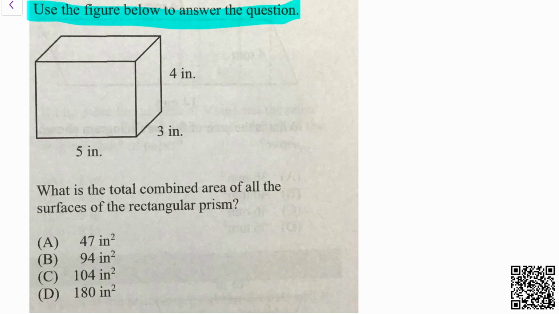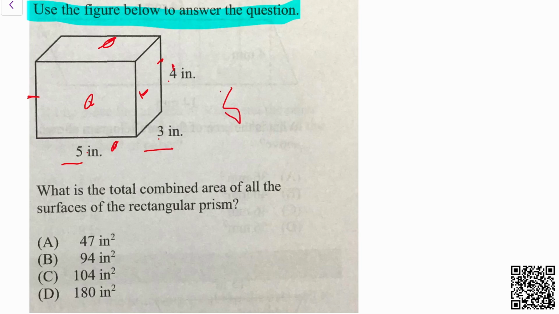You know how you solve a rectangle's area? Like opposite sides are the same? Same thing for this. We've got the 5 and the 3, which makes up the bottom and the top. The 4 and the 5, which makes up these two sides, that back. And 3 and 4, which makes up these two. And if you see those, each one has 2.